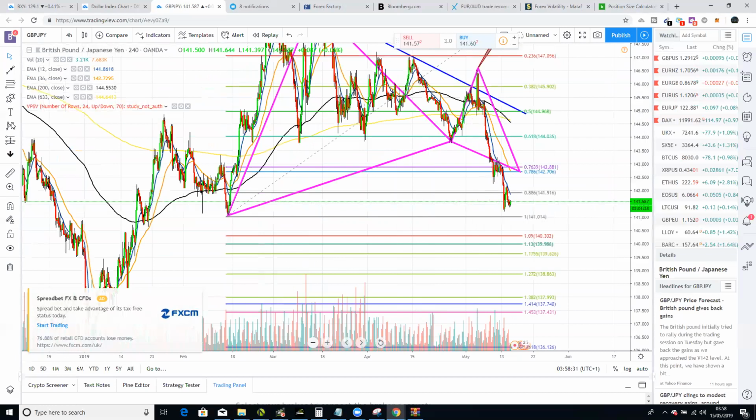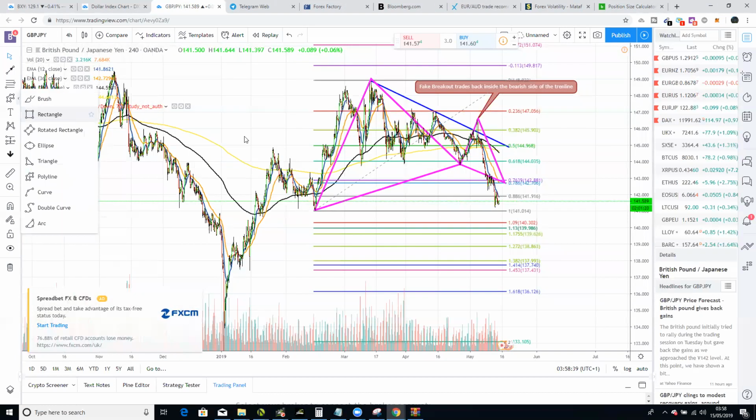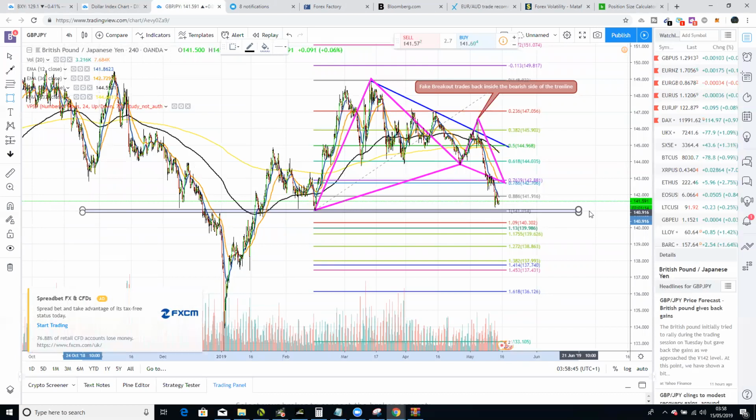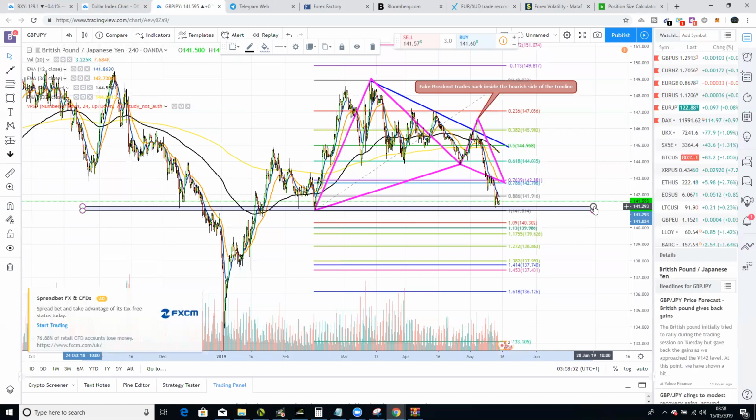The next thing we want to do, however, while we're waiting, is to check whether we have the support and resistance on while we are waiting. All right, so this is an important support. Now price is going back to that particular support.